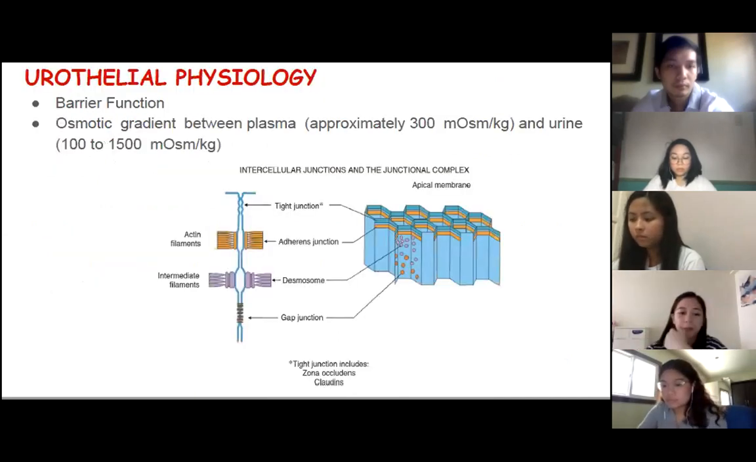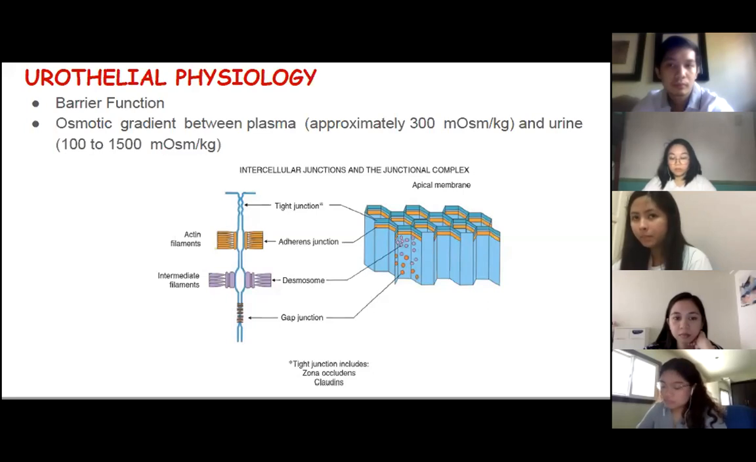For urothelial physiology, the primary role of the urothelium is to form a relatively impermeable barrier to protect the underlying stroma of the bladder. The epithelial permeability depends on a number of factors. These are passive diffusion, osmotically driven diffusion, active transport, and the inertness of the membrane to the solutes to which it is exposed. The urothelium maintains an osmotic gradient between the plasma and the urine, depending on the level of the water balance and diuresis of the individual.